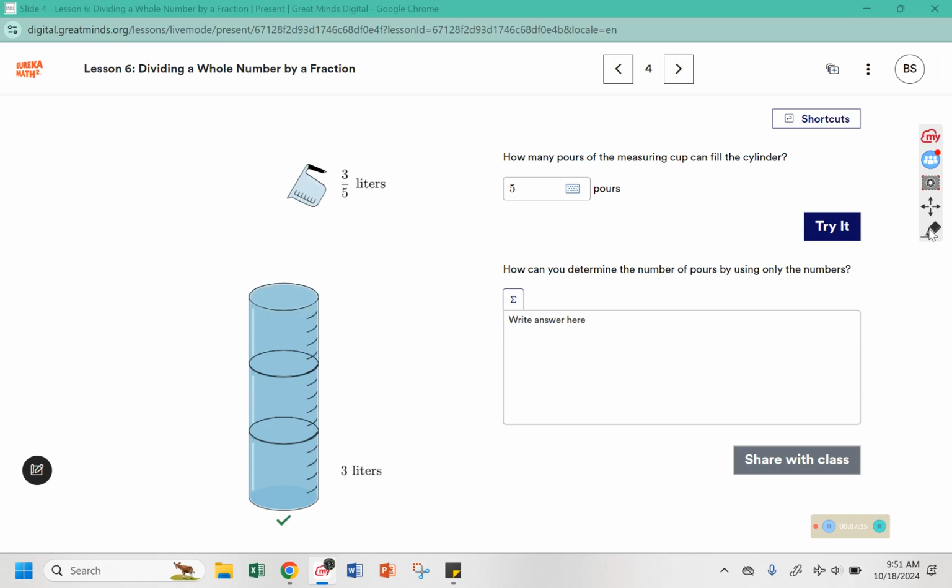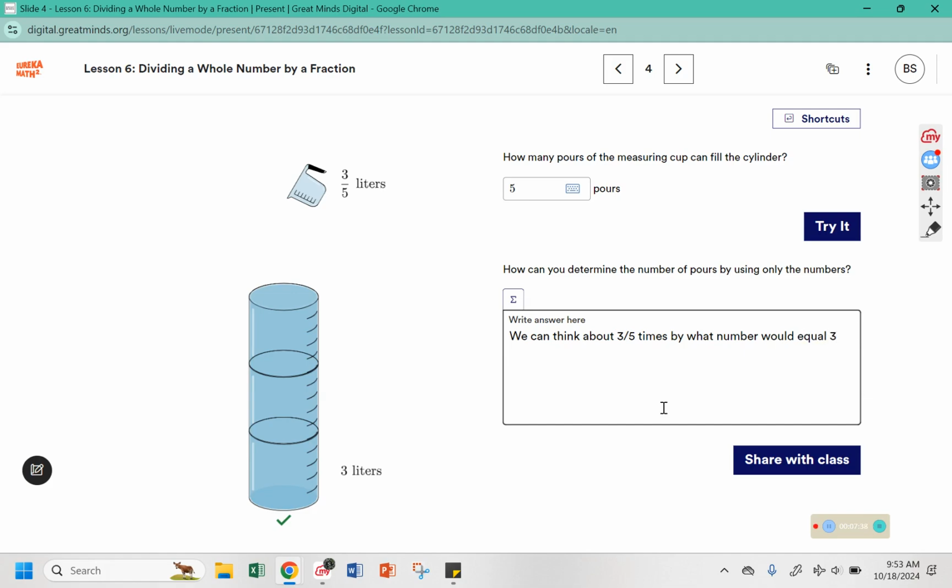How can you determine the number of pours by only using the numbers? We can think about 3/5 multiplied by some number, or by what number, would equal 3, because we're trying to get to 3 liters. Or we can think of it as 3 is split into groups that are 3/5 in size.